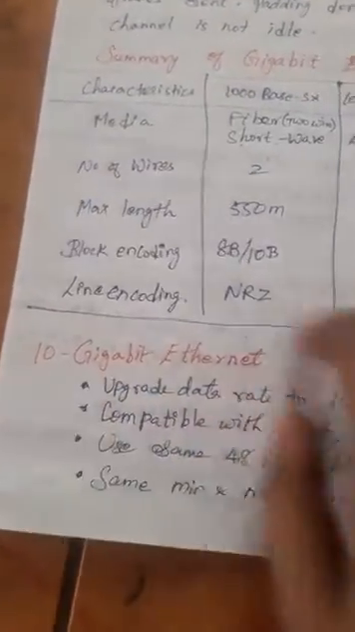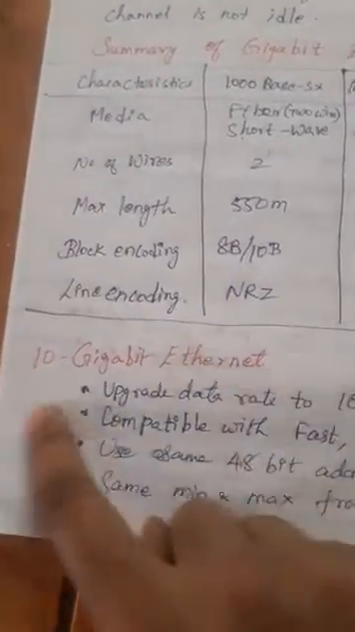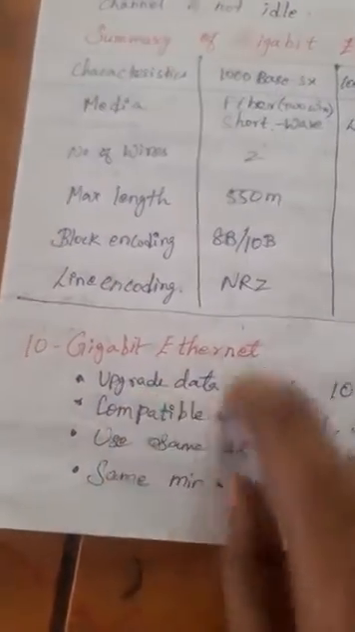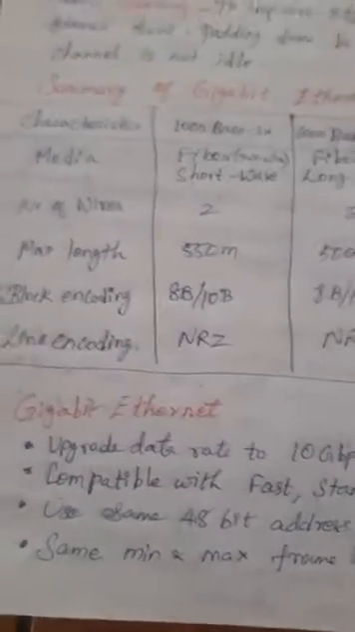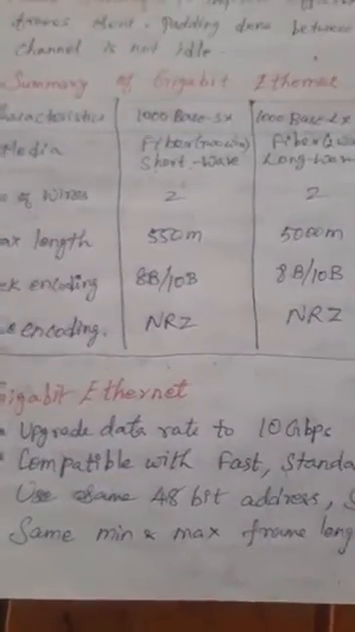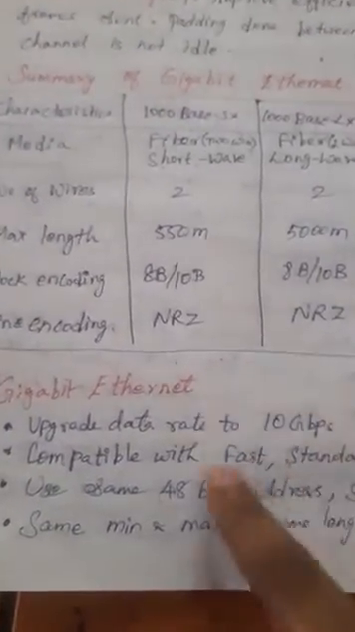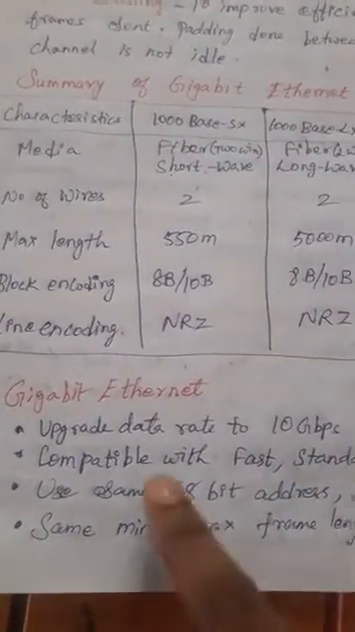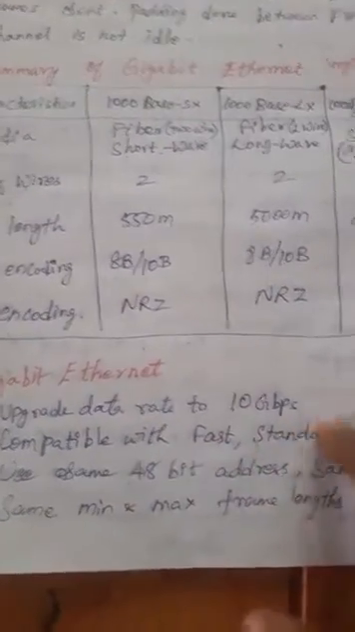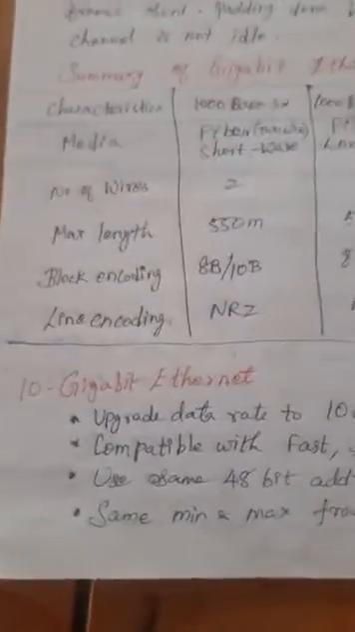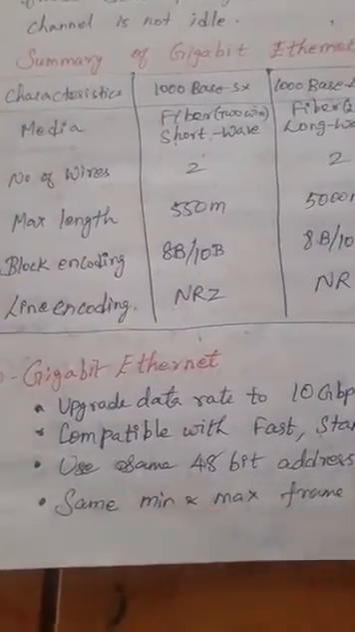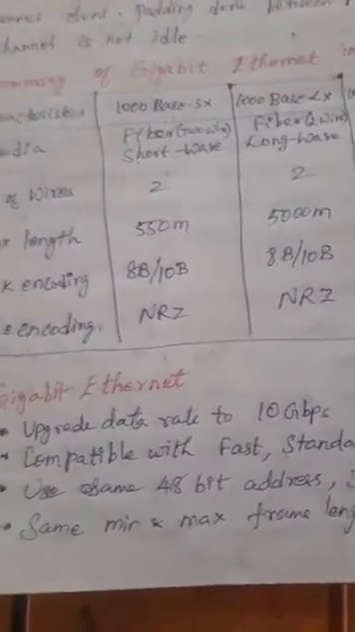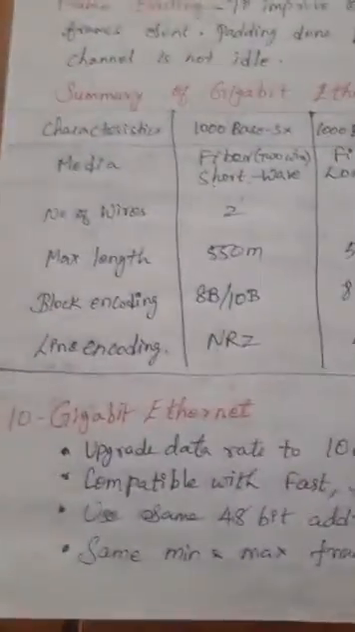Then we are going to see 10 Gigabit Ethernet. The data transmission rate is 10 Gbps. It is compatible with Fast Ethernet, standard Ethernet and Gigabit Ethernet, because it transmits data at 10 Gbps. This is the highest rate. The other things are the same. It uses the same 48-bit address and the same minimum and maximum frame format.